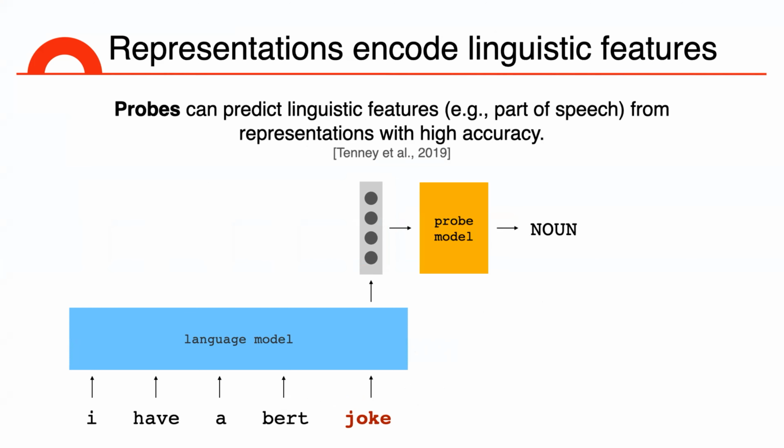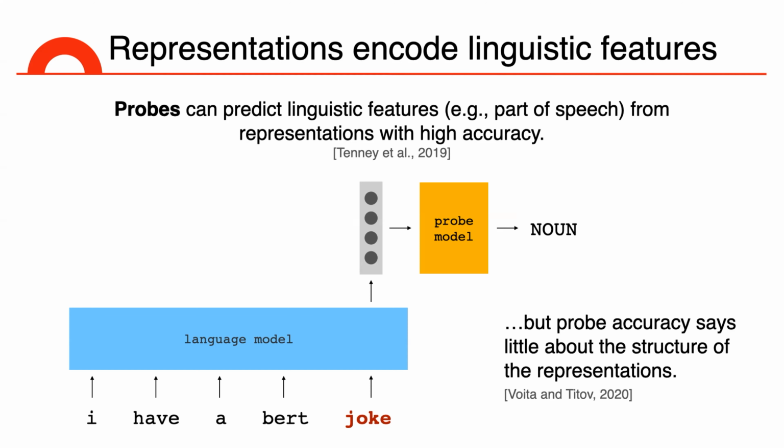In fact, we know from previous work on these representations that they do encode important linguistic features. We know this because we can train a model called a probe to reliably predict a linguistic feature given only the vector representation of a word as input. In the example here, the probe is predicting that the word joke in this sentence is acting as a noun. And it's able to do this only looking at the representations produced by the language model. So somehow this information does live within the representation. However, the accuracy of a probing model like this doesn't really tell us how the information is encoded in the model. It just tells us that it's there.